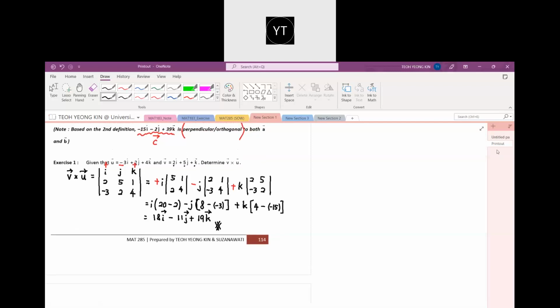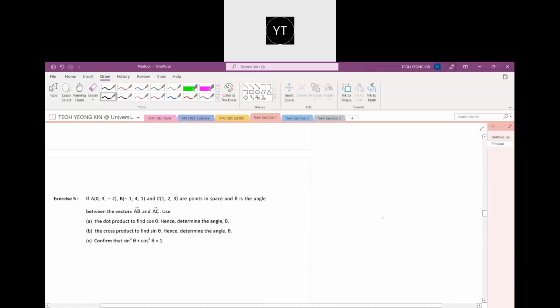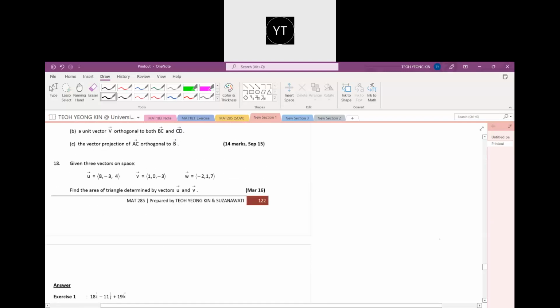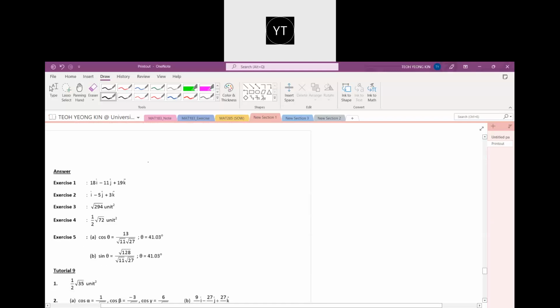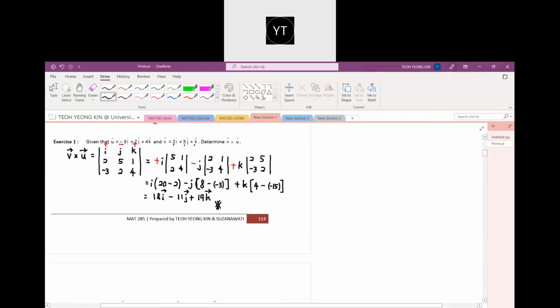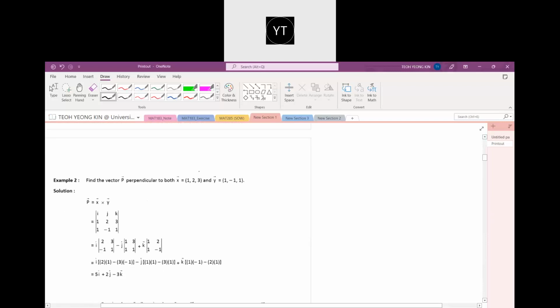Let's say we can compare the answer to exercise 1: 18, negative 11, 19. So if you compare, yeah, this is the answer: negative 18i minus 11j plus 19k. So this is the answer for exercise 1. Now we move to exercise 2.